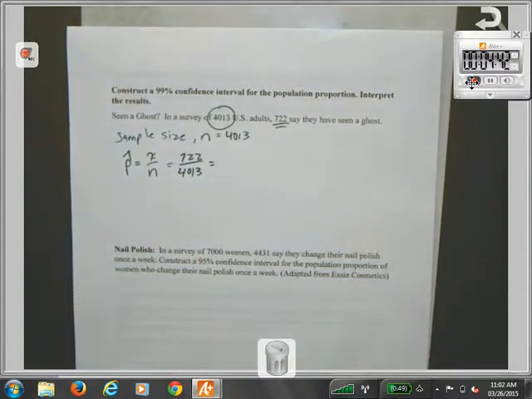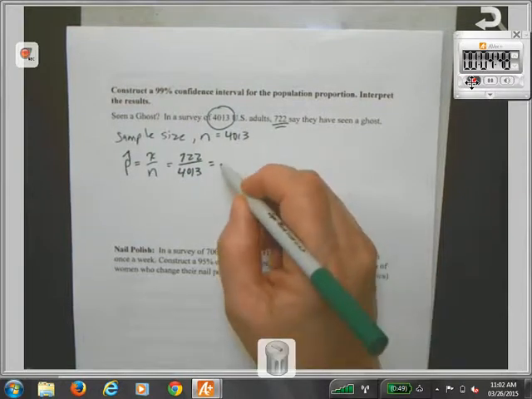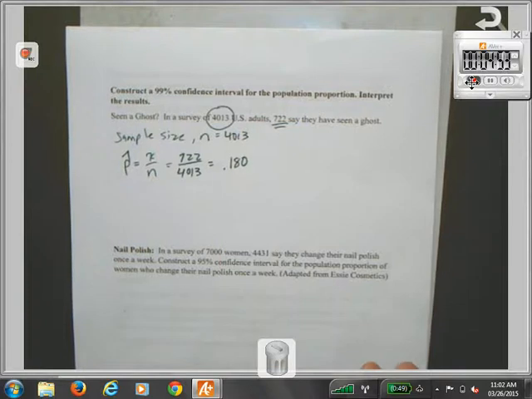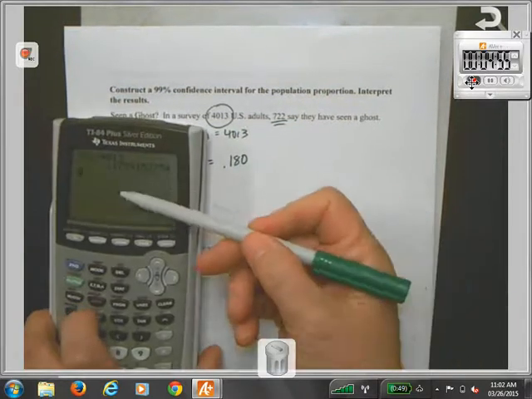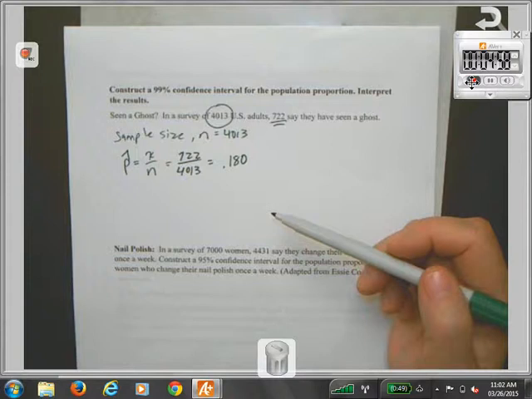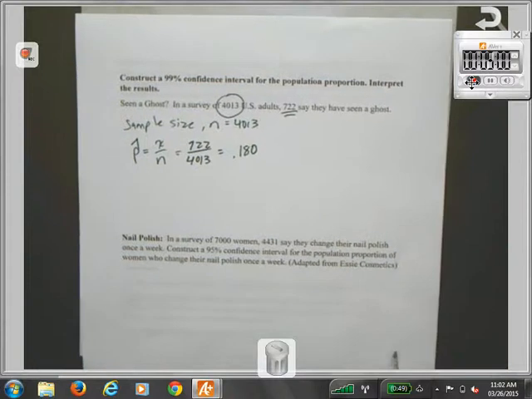So, just a quick calculation. And I like 3 decimal places. It's 0.1799, so I'm going to round that to 0.180. So that's my P hat.